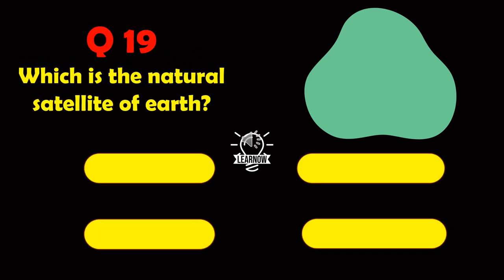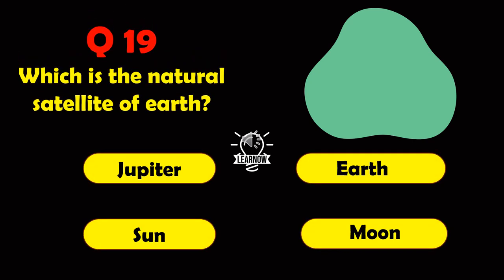Question number 19. Which is the natural satellite of Earth? So we have to tell which is the natural satellite of Earth. Here are the options. Now coming to the options, we all know that Jupiter is a planet, so it cannot be a satellite. Jupiter is obviously wrong.